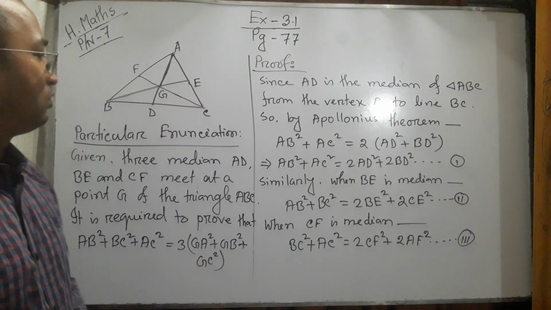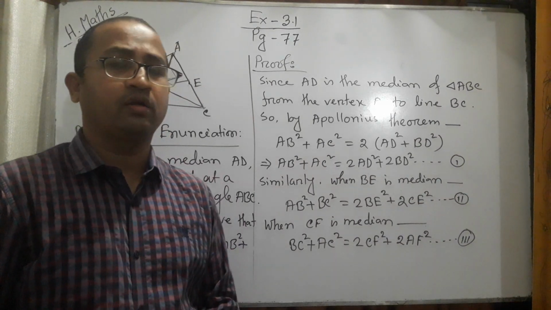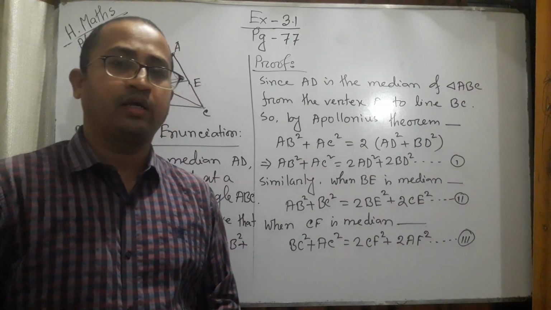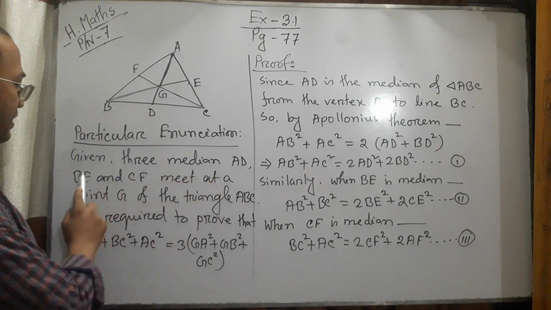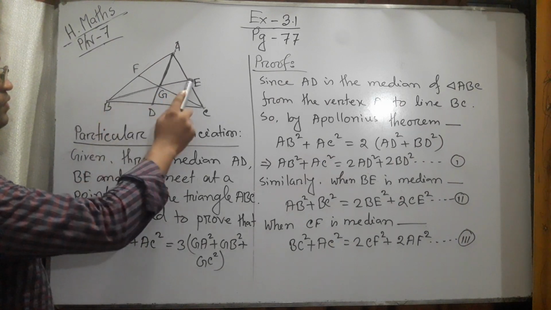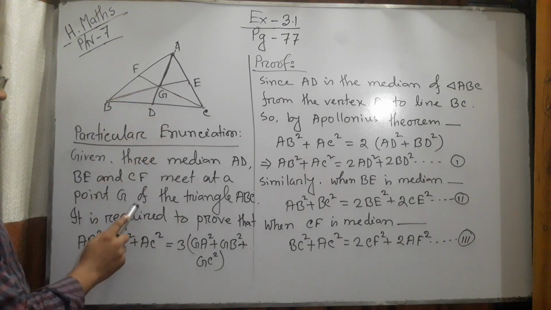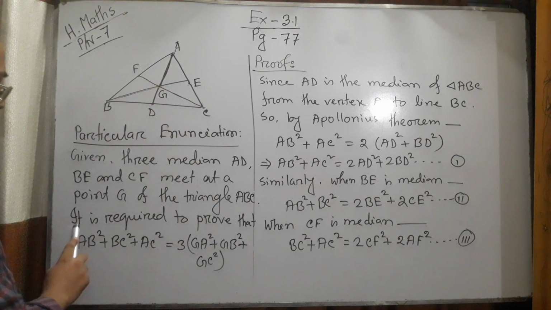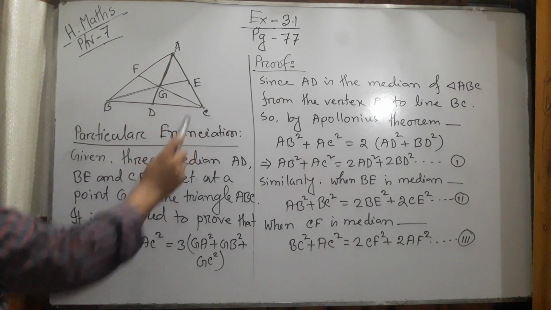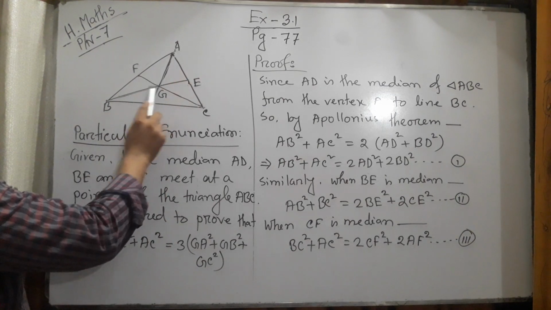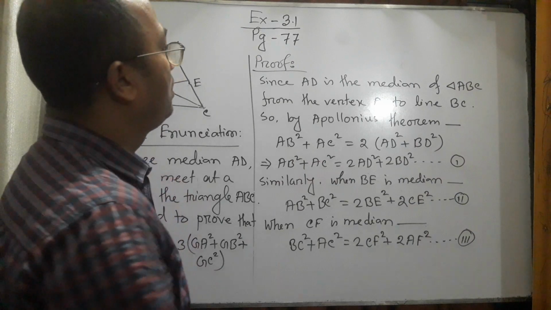Okay students, now look, particular enunciation. The particular enunciation we write from the question, what is given in the question. Given three medians AD, BE and CF meet at a point G of the triangle ABC. It is required to prove that AB square plus BC square plus AC square equals 3 times GA square plus GB square plus GC square. Now look at the proof.